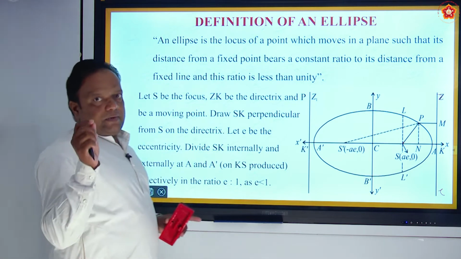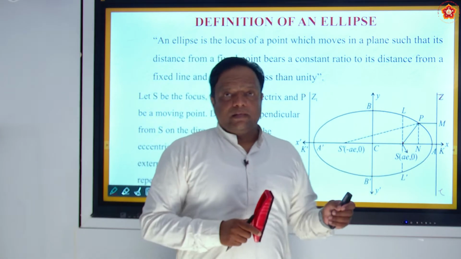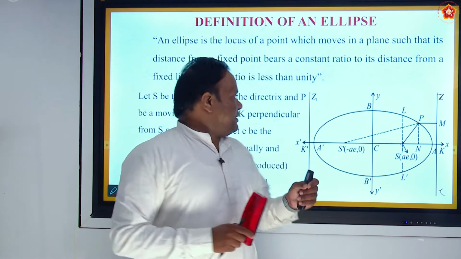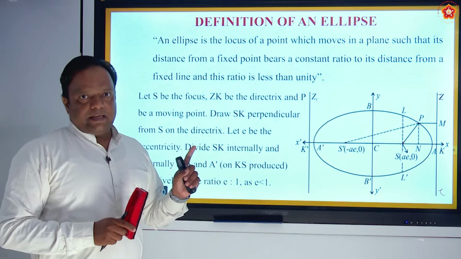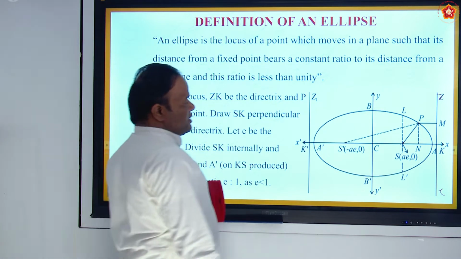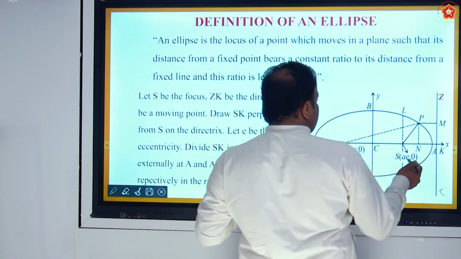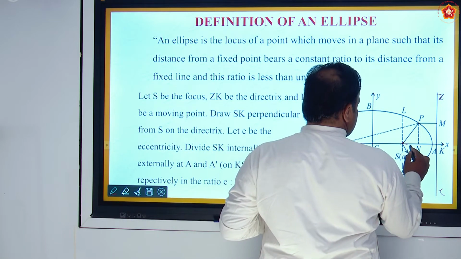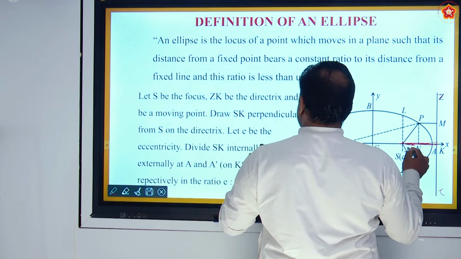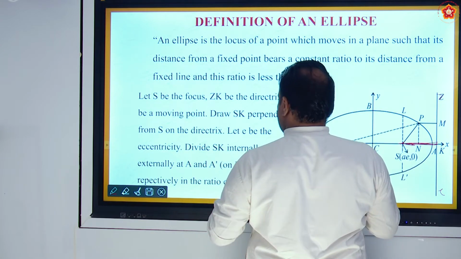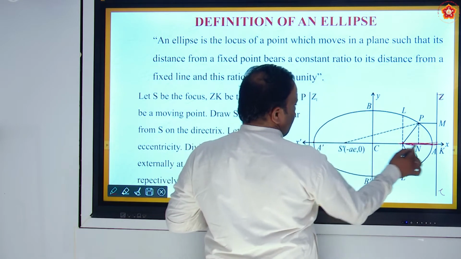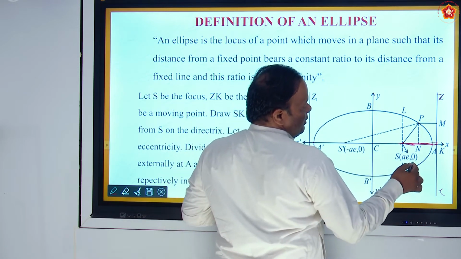Let E be the eccentricity of the ellipse. We don't know the value of E, but E is less than 1 for an ellipse. Divide SK, and this step is very important. Divide SK internally and externally at A and A dash. Here is A, here is A dash. A and A dash are said to be the vertices of an ellipse.